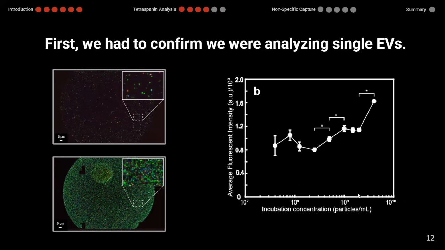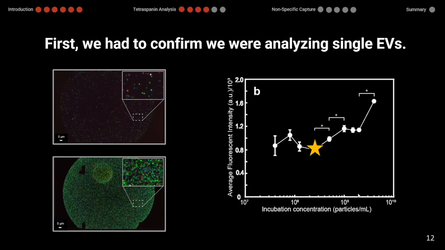However, if we're seeing this crossover of signal where the machine thinks multiple EVs is actually a single particle, we would see an increase in the average fluorescent intensity since we're combining the nearby fluorescence from 2 particles. With this, we found that over a concentration of 2.5 × 10⁸ particles per milliliter when measured by NTA, we started to get this increase in the fluorescent intensity of each of our points. This indicated that we needed to use this concentration from now on to get these single particles.